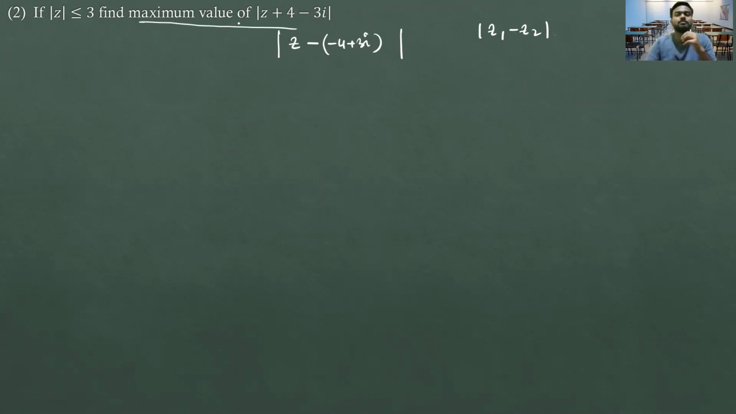Minimum value also I want to determine. So how can we solve that? How can we solve this? You see, this is z minus this point. We want the maximum and minimum distance between this point and this z.